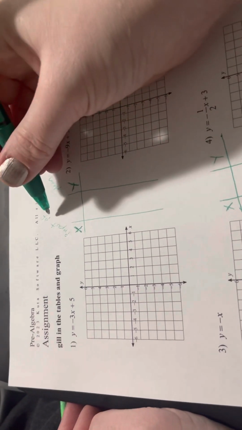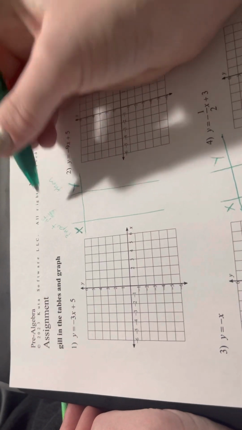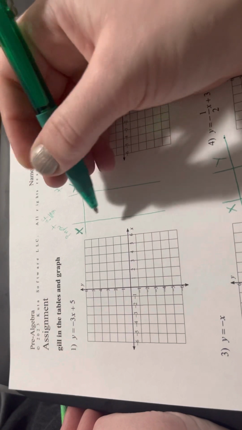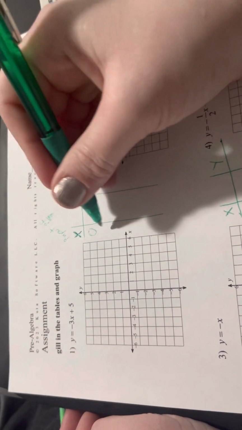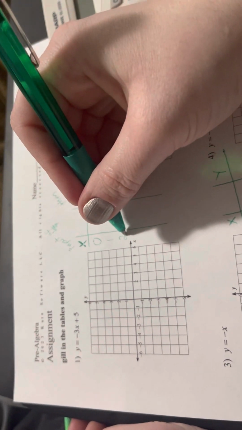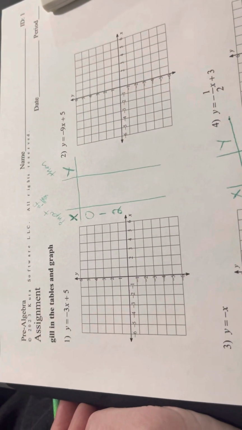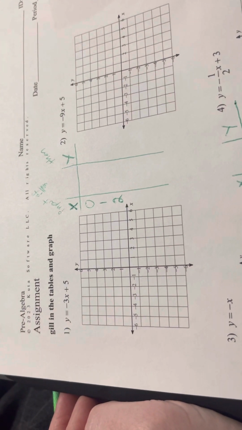So in our x column, we're going to say if x is, and we get to just make up numbers. I like to use 0, 1, and 2 because that makes my life easier. But you can use whatever numbers you want in your input table.